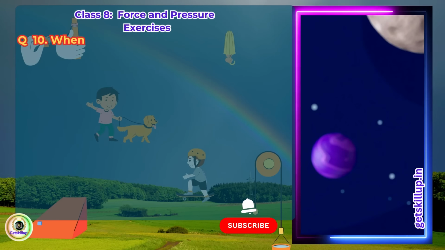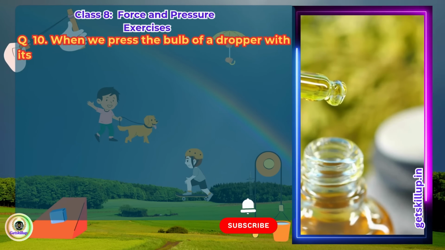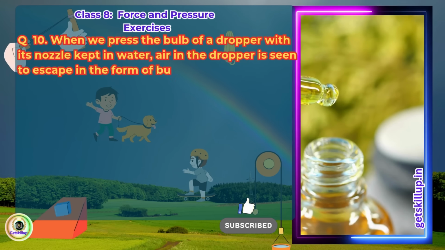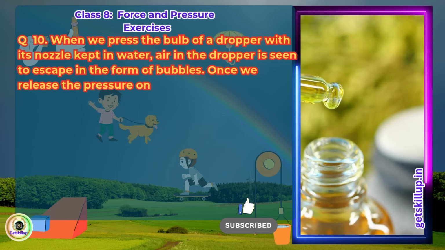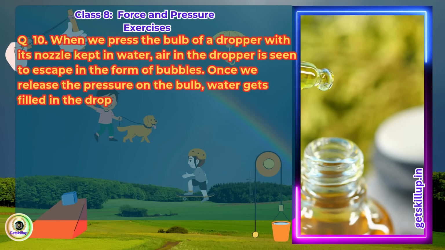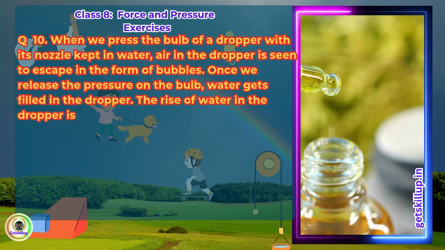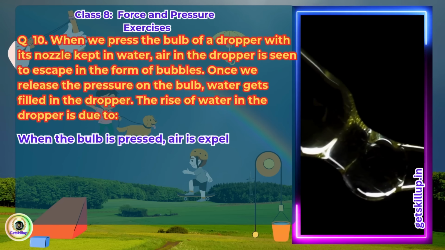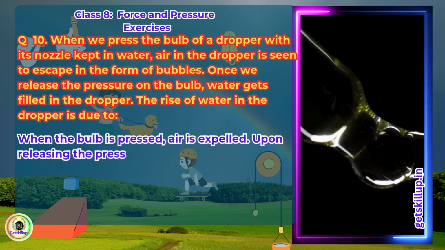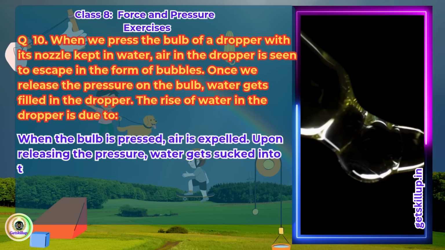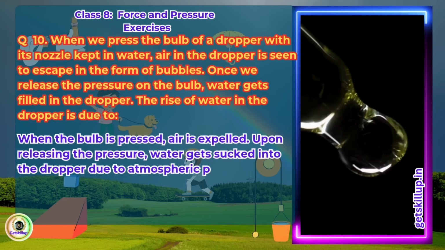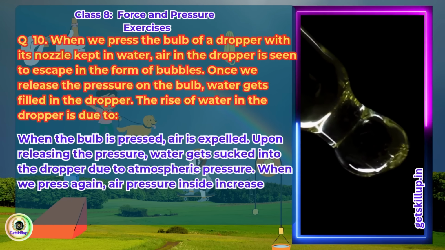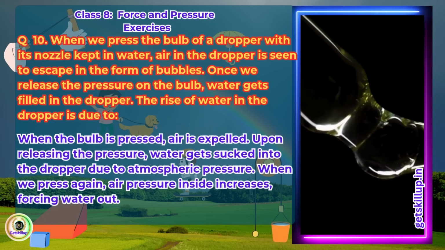Question 10. When we press the bulb of a dropper with its nozzle kept in water, air in the dropper is seen to escape in the form of bubbles. Once we release the pressure on the bulb, water gets filled in the dropper. The rise of water in the dropper is due to: pressure of water, gravity of the earth, shape of rubber bulb, atmospheric pressure. Answer. When the bulb is pressed, air is expelled. Upon releasing the pressure, water gets sucked into the dropper due to atmospheric pressure. When we press again, air pressure inside increases, forcing water out.